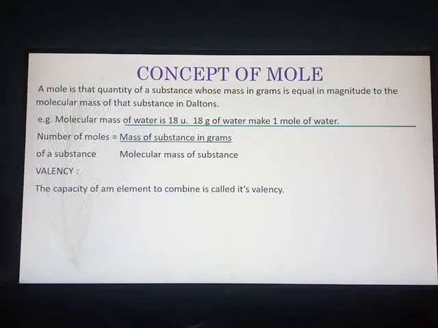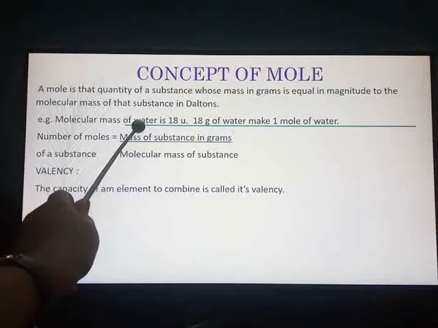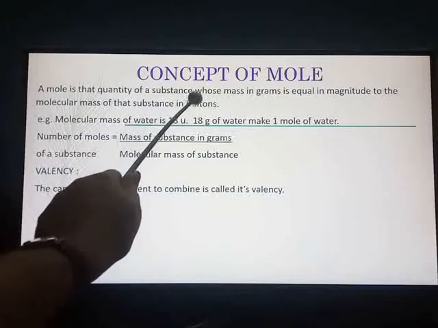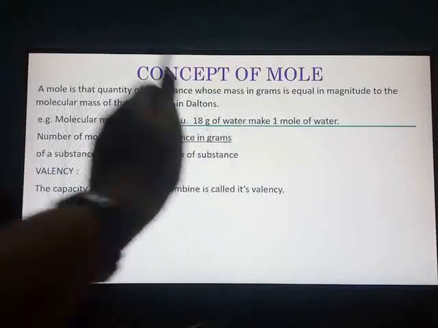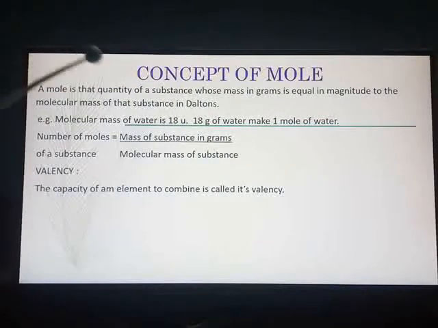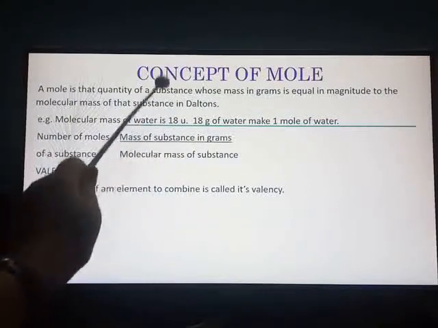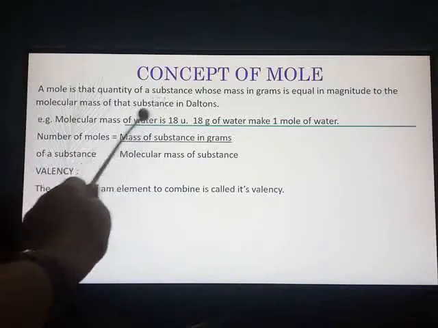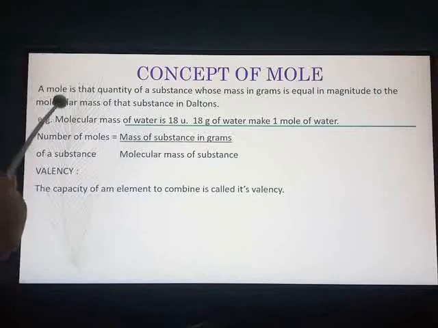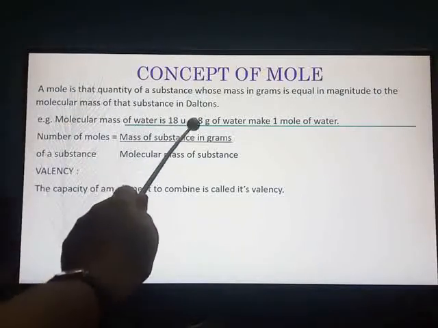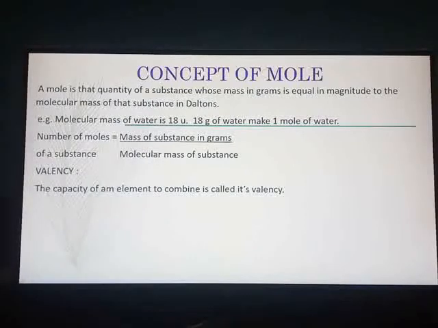Take the molecular mass of water. What is the molecular mass of water? 18 daltons. So 18 grams of water makes 1 mole of water, because what is a mole? That substance whose mass in grams is equal to the molecular mass of that substance. So in grams, 18 grams of water will make 1 mole of water.